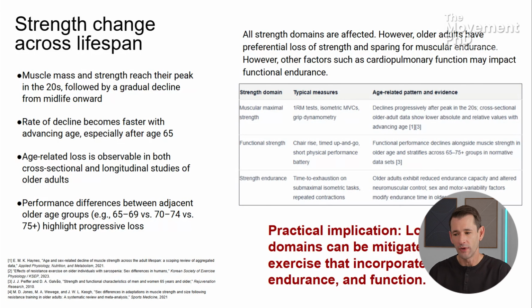Loss in all domains can be mitigated by regular exercise. So even that power component, that strength component, with regular exercise, you can make that loss much less. You can't get rid of it completely because that denervation is a real thing, but you can mitigate a lot of that strength loss with regular exercise. And you can maintain most of that endurance.